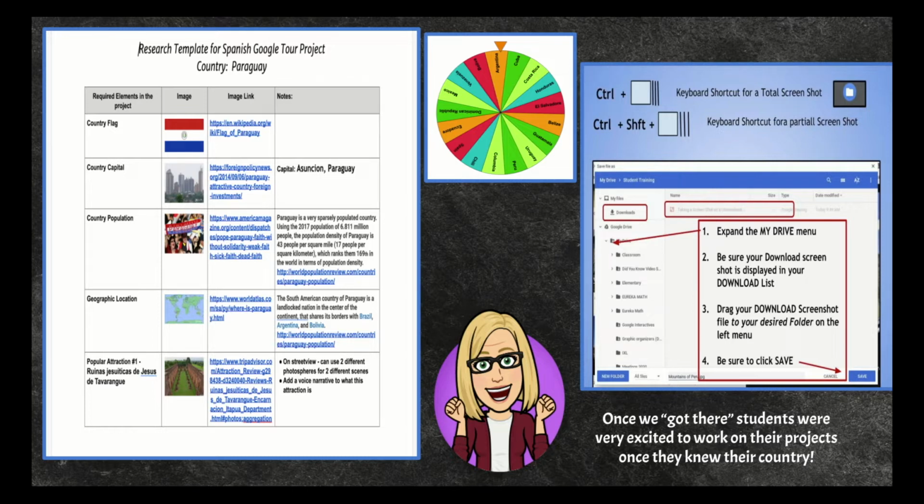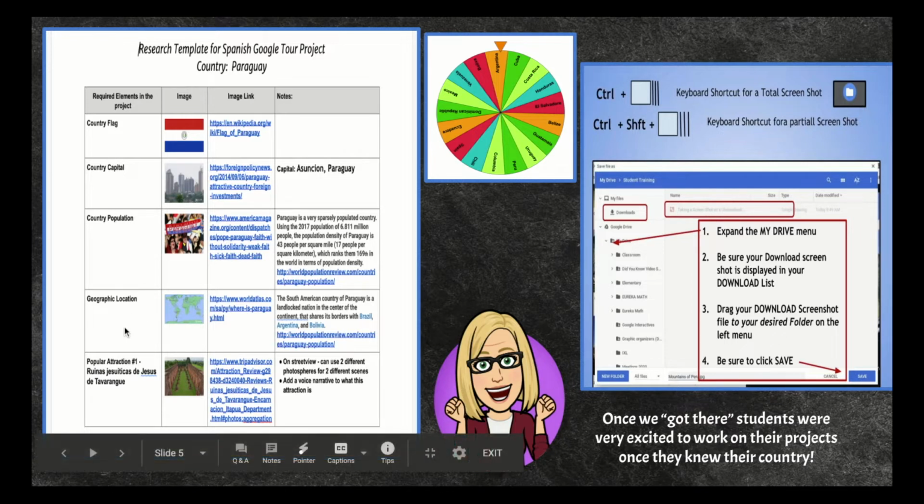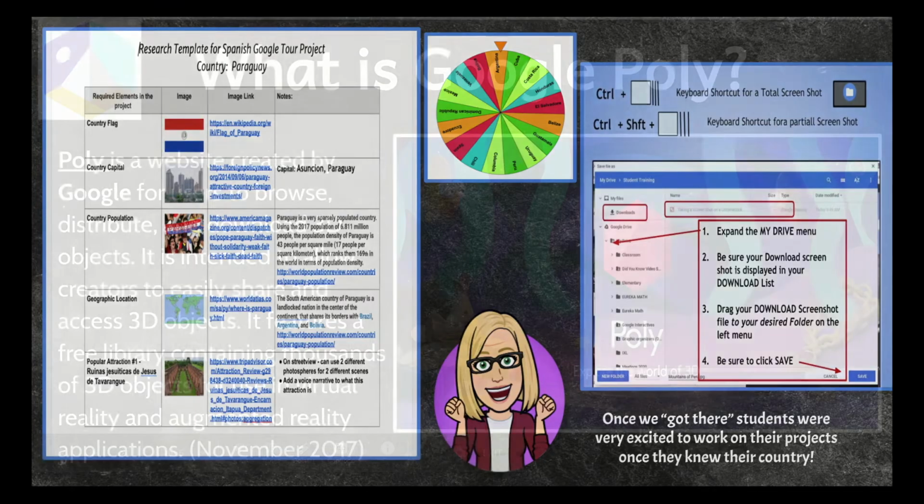They had to have the capital, they had to have the country's population, and where did they get that information? Geographic location. All right, here's the map. And where did we get to this link? The image link came from where? Oops, let's go back. Okay.